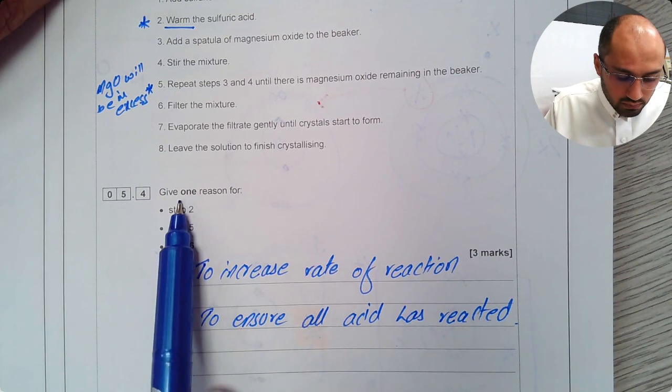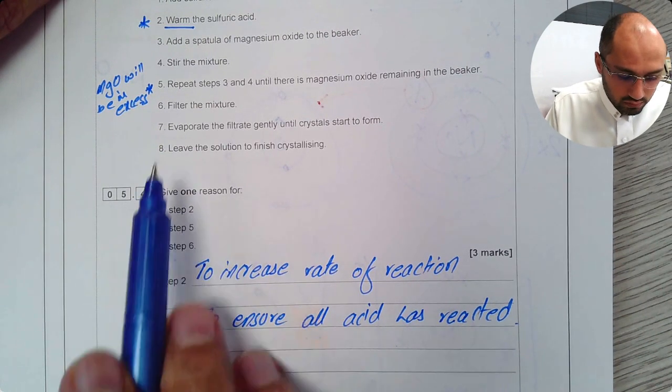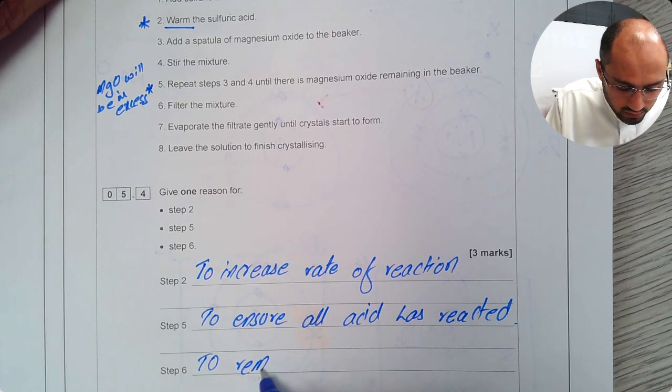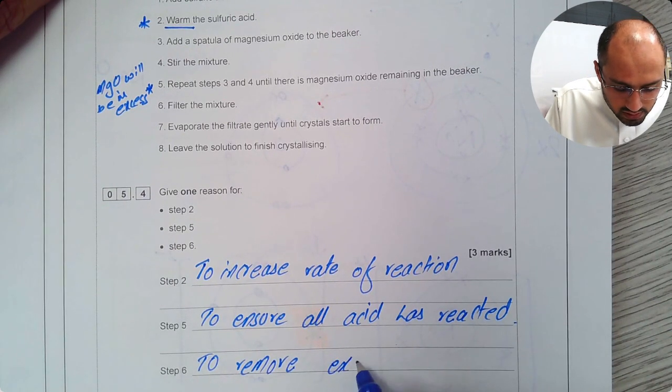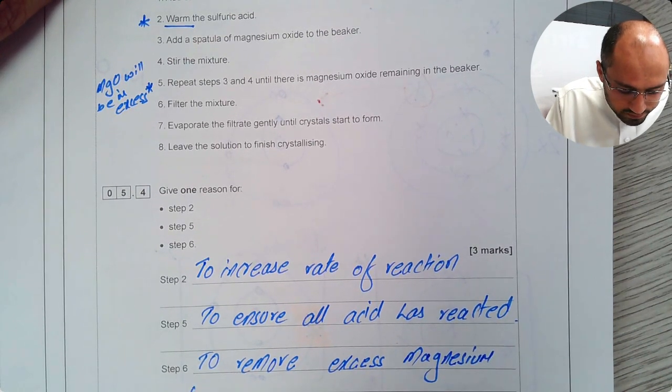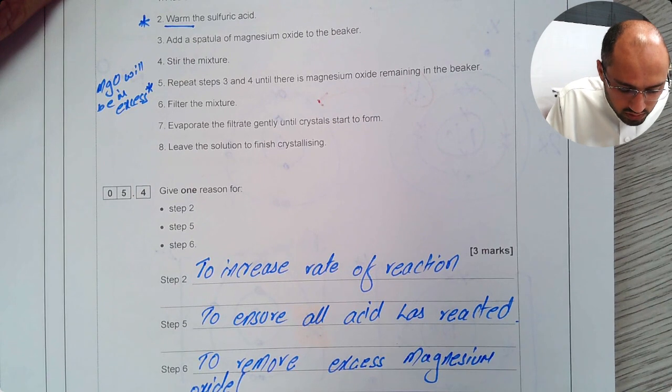Next part says give one reason for step 6. Filter the mixture. So this is being done to remove excess magnesium oxide, which is solid.